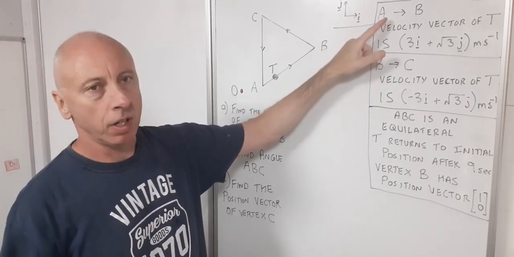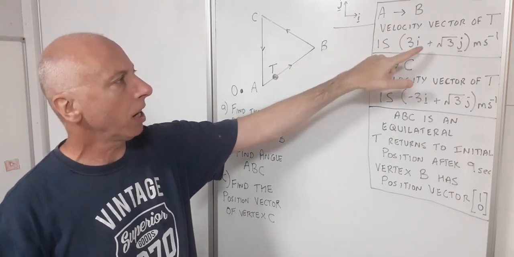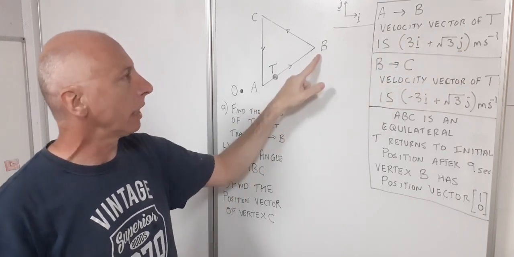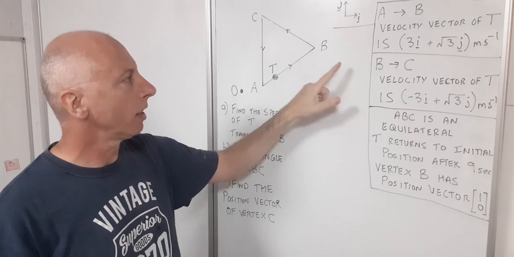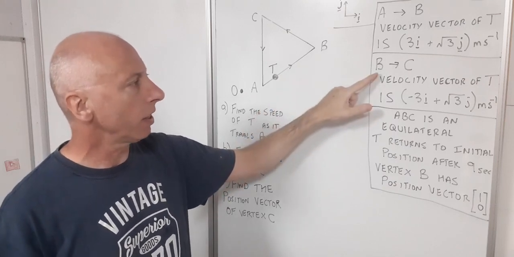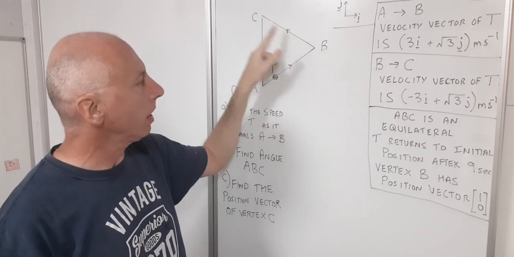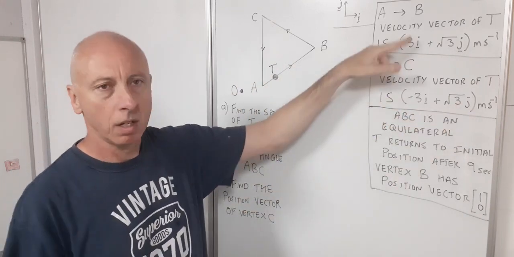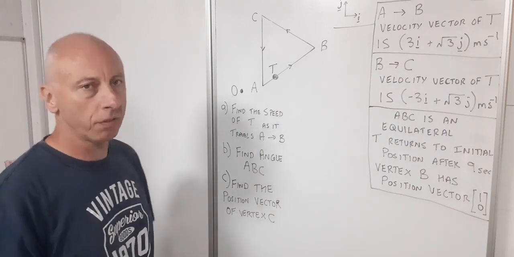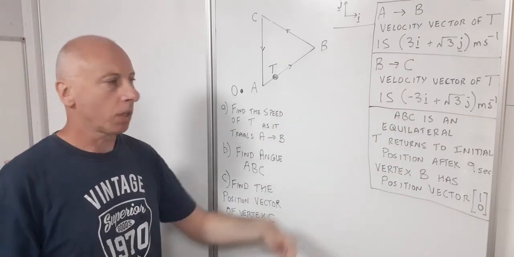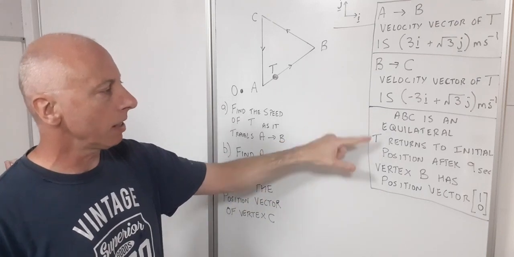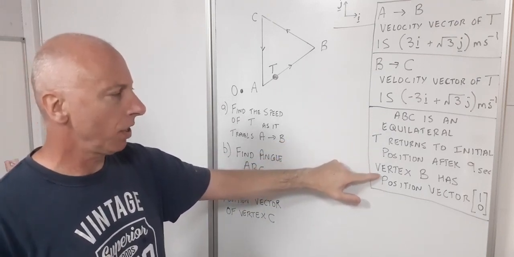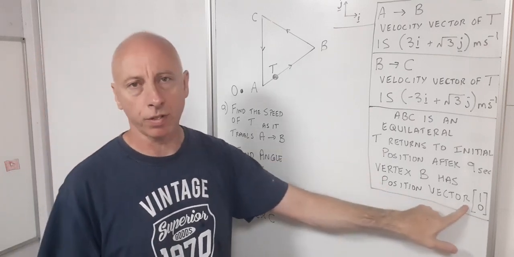Now we're given that the velocity vector of t is 3i plus root 3j meters per second from A to B. So that's the velocity vector for that part. Velocity vector of t for B to C is minus 3i plus root 3j meters per second. So similar, but with a change in the sign of the i component. And then we've got this other information here. ABC is an equilateral. T returns to initial position after 9 seconds. And vertex B has position vector (1, 0).